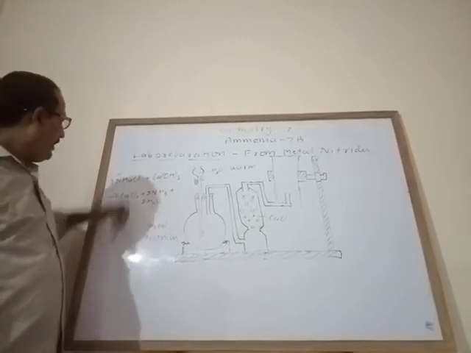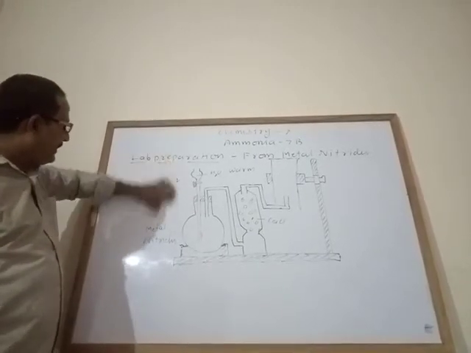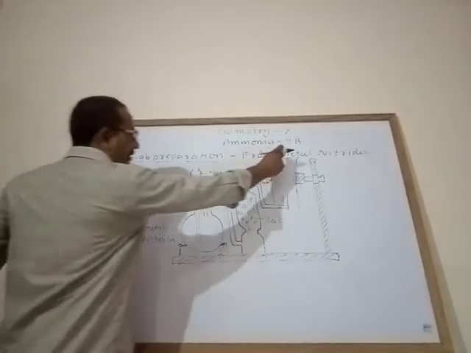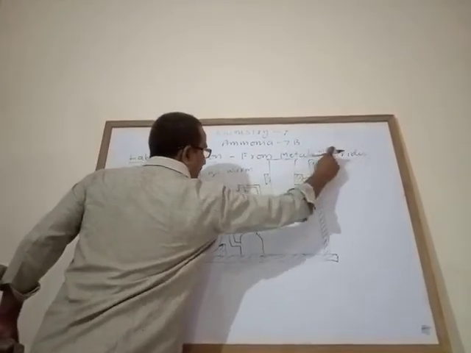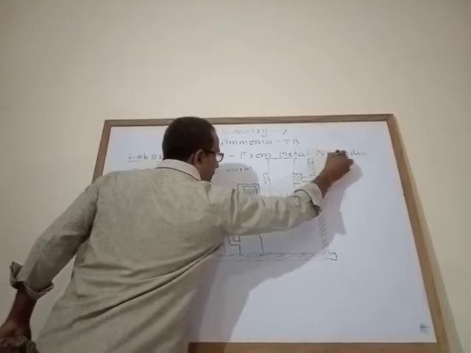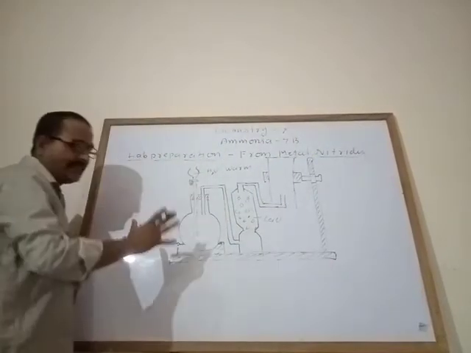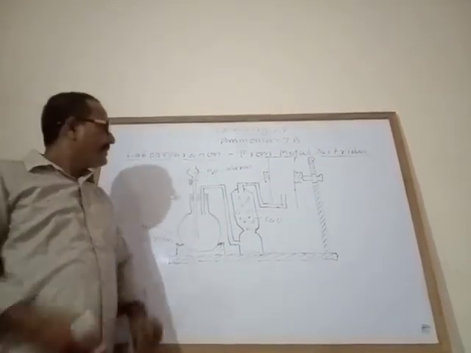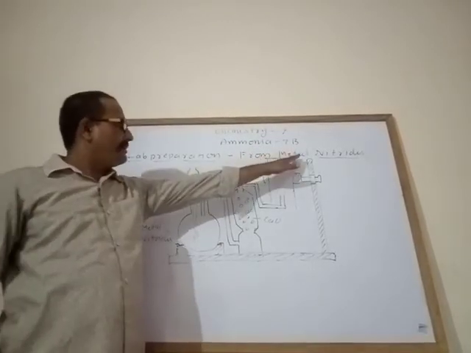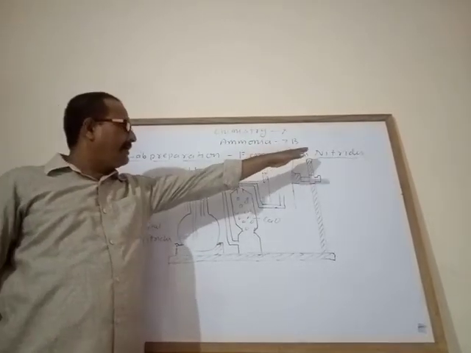But how would you prepare ammonia from metal nitrides? I have written metal nitrides. Very important. Only the reaction is asked from that part. So how can you prepare ammonia from metal nitrides?